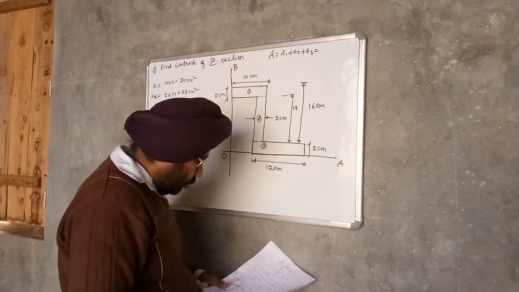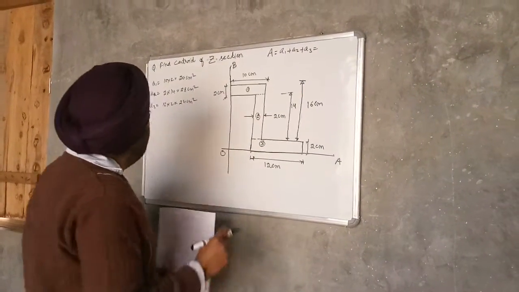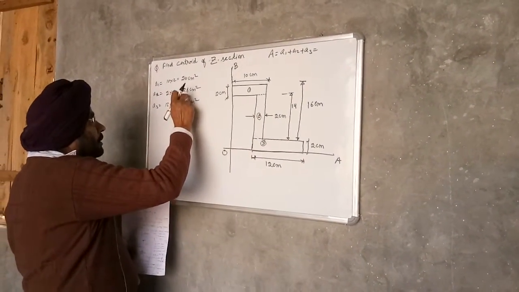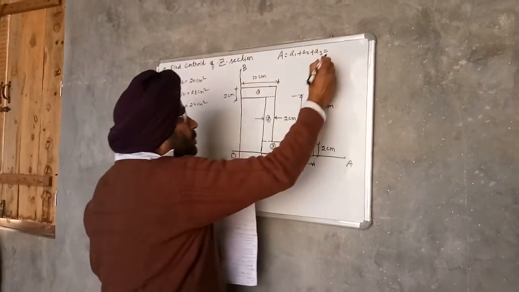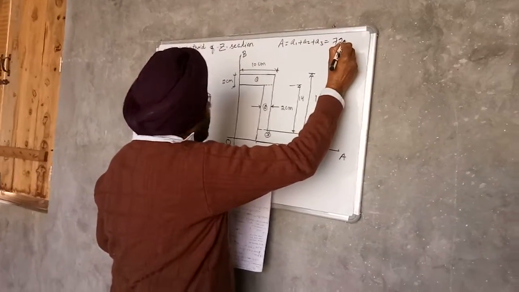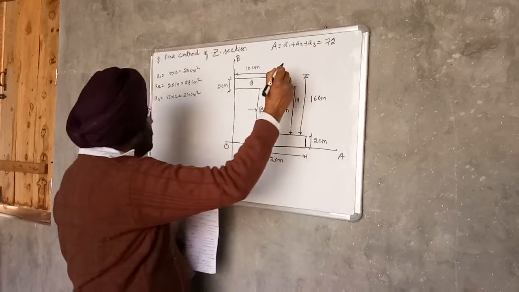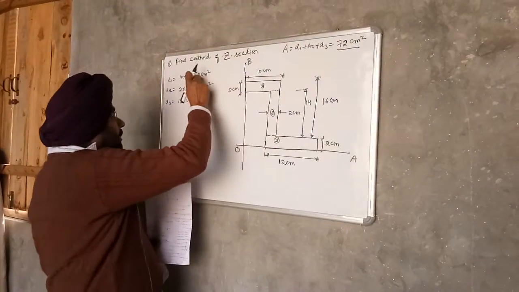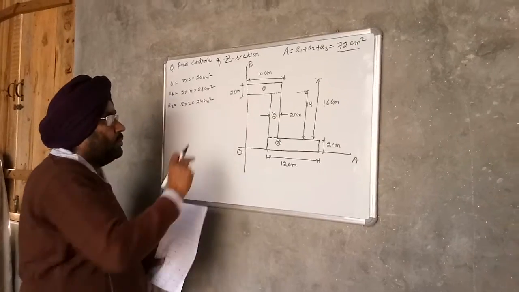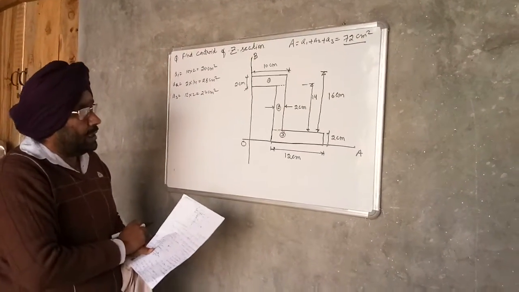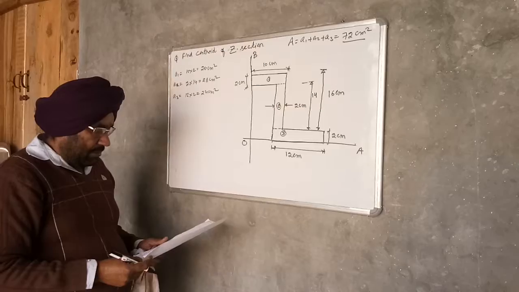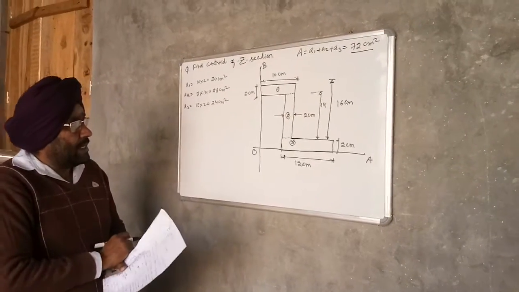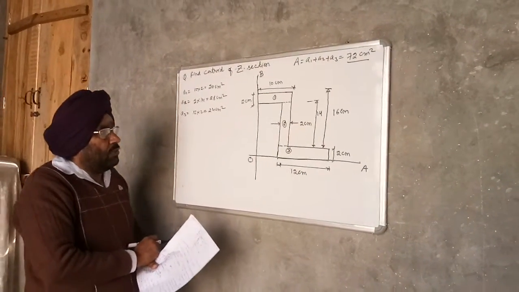So this comes out to be 72 square centimeter. So 20 plus 28 plus 24. So the area of the whole figure is 72 square millimeter. So then coordinates of the CG of the various parts.